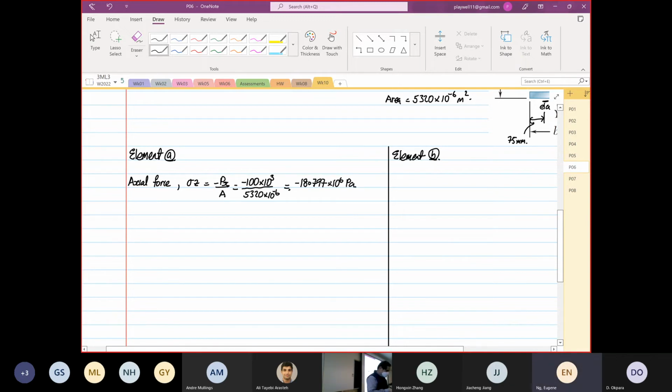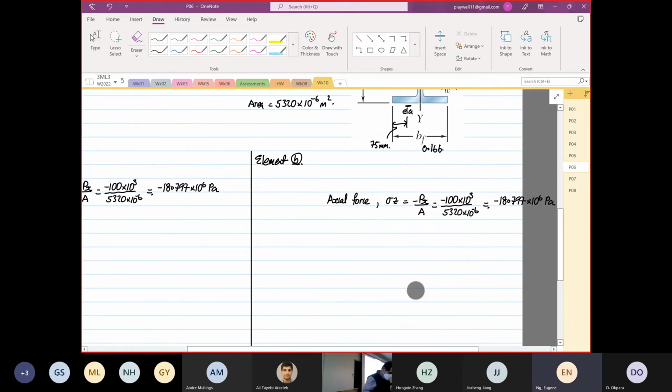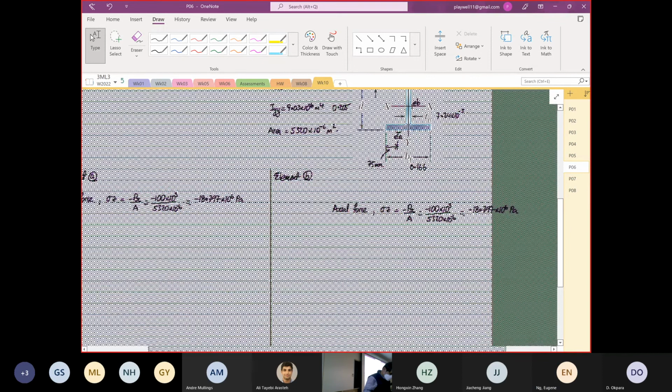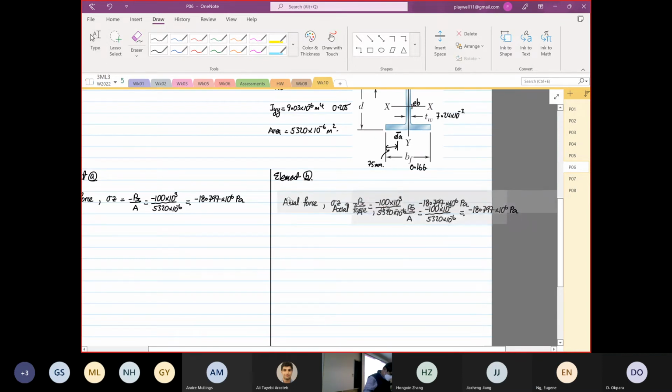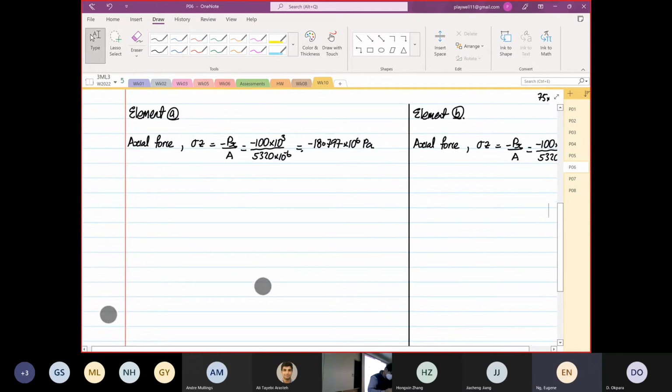Let me do it again. Minus 100 times 10 to the power 3 divided by 5320 times 10 to the power minus 6 is equal to minus 18.797. So this is also due to the axial force. Okay, you know what? It's the same thing, so I'm going to just copy and paste. It's exactly the same. Next is the tricky one. Next, we are going to analyze due to the bending moment.